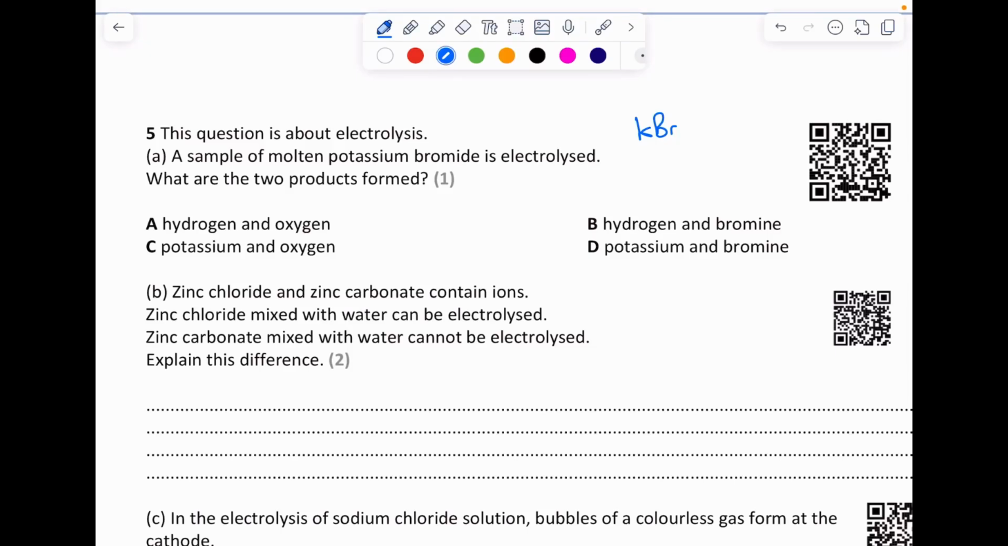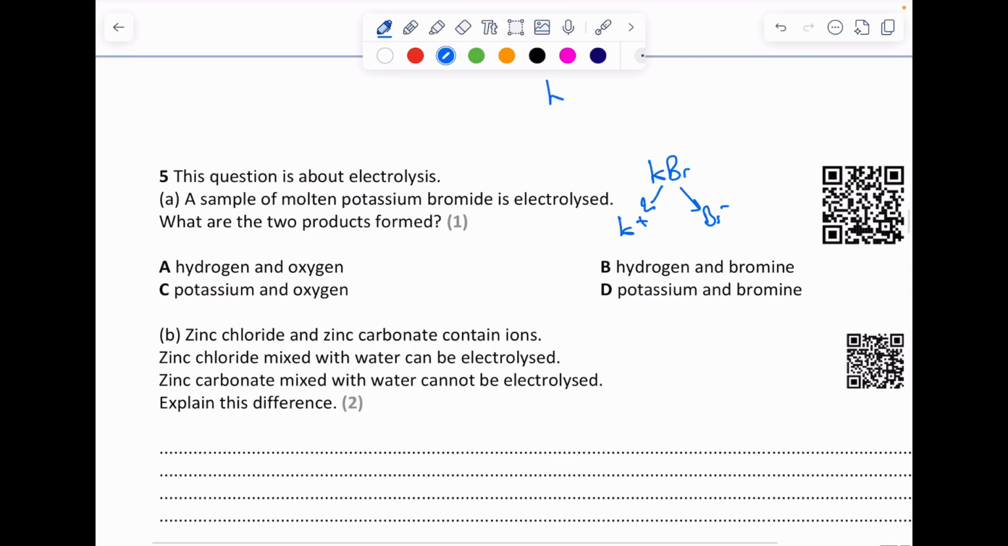So potassium bromide is KBr, and because it's molten, you get potassium ions and bromide ions formed from that. Potassium ions, K+, pick up electrons and form potassium. So one of the products has to be potassium. The bromide ions form bromine atoms by losing electrons, but bromine has to be diatomic, and therefore you've got two of those. So the only products are potassium and bromine.